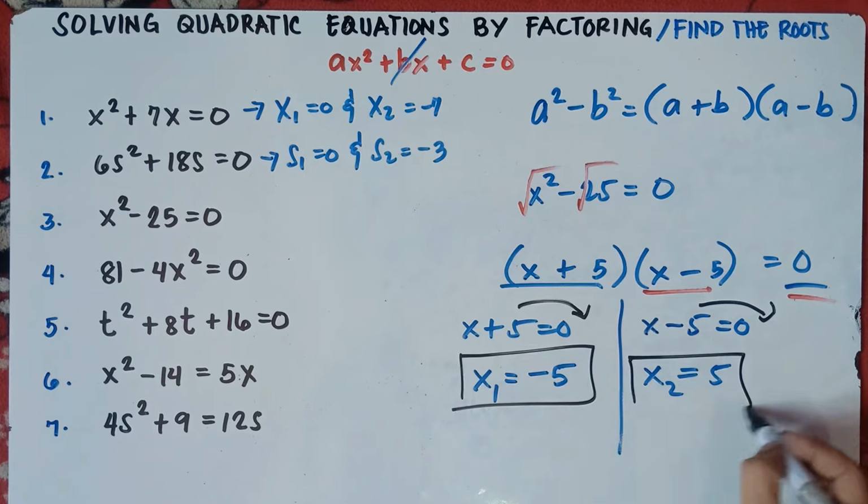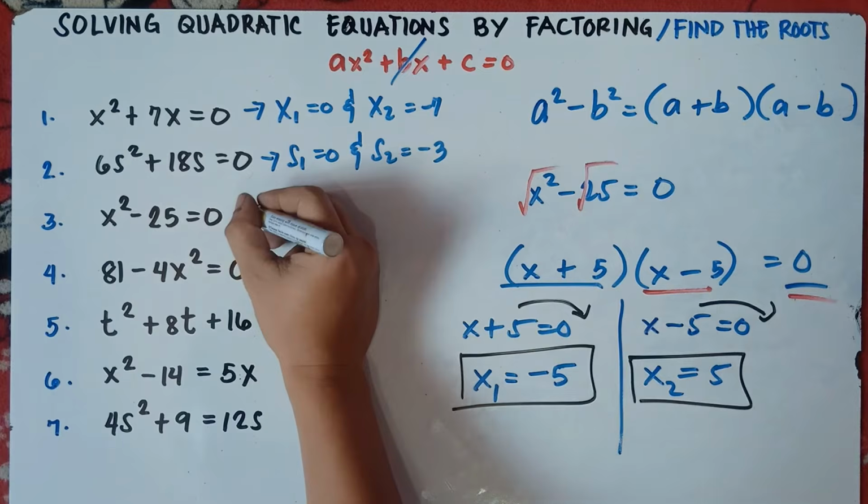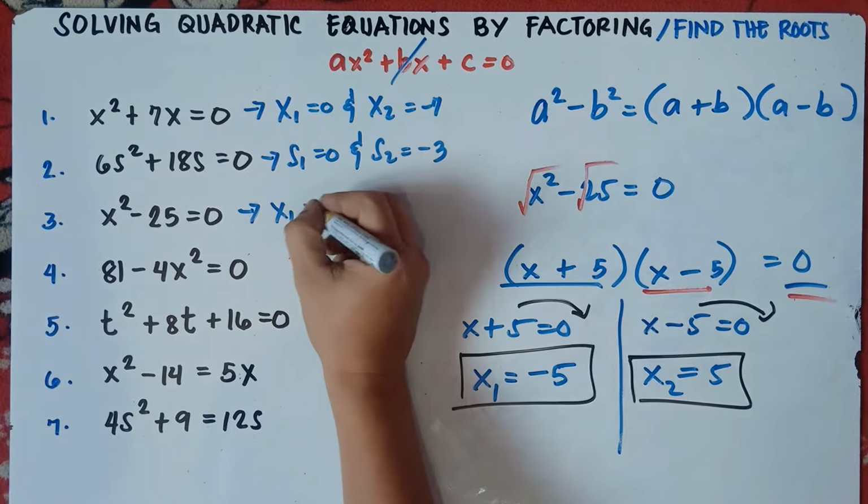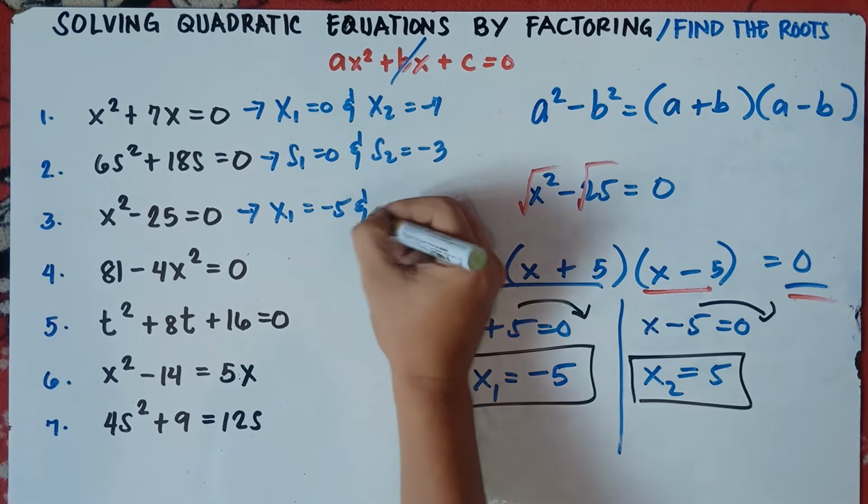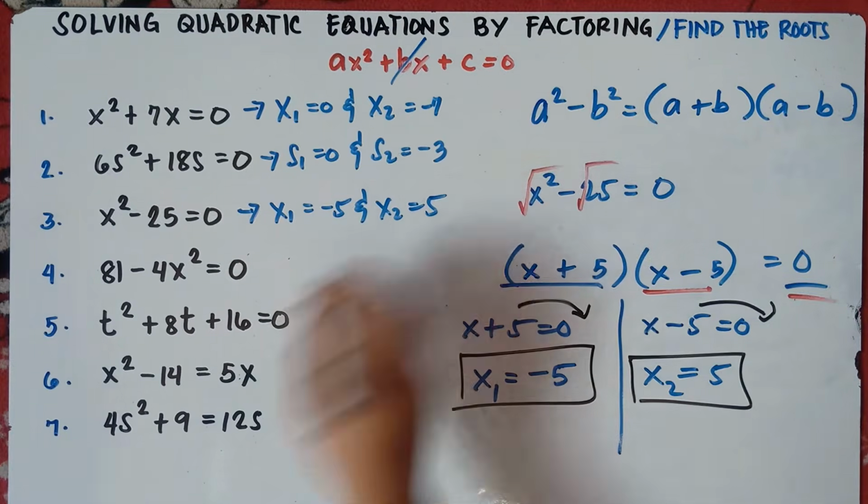Alright, so this will be your answer. So x sub 1 is negative 5, and x sub 2 is positive 5.